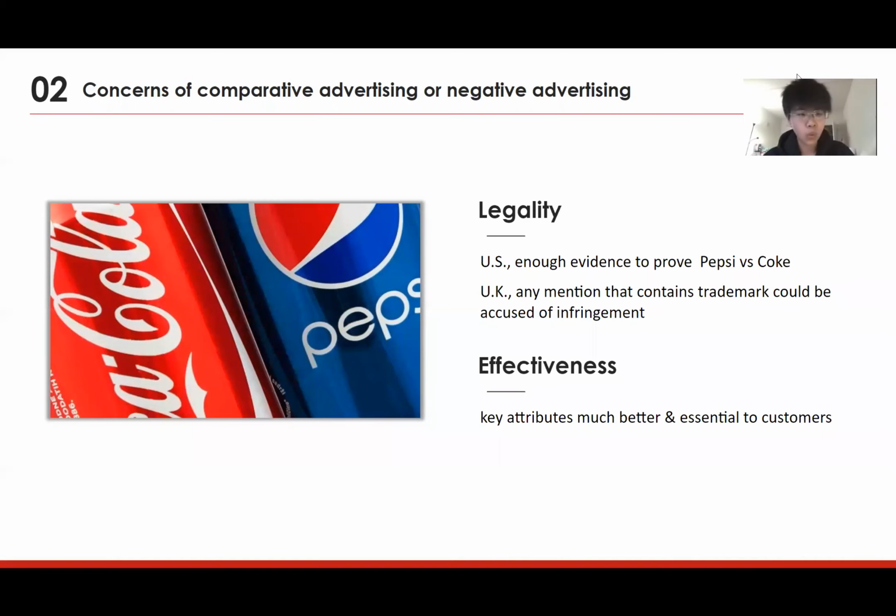When companies want to use comparative advertising or negative advertising, they need to pay attention to some concerns. The first is legality. Different countries have different regulations about this. In the United States, if you want to use this advertising, you must have enough evidence to prove it. For example, Pepsi used to conduct a blind test to show that its taste is better than that of the Coke. In the United Kingdom, any mention that contains trademark would be accused of infringement.